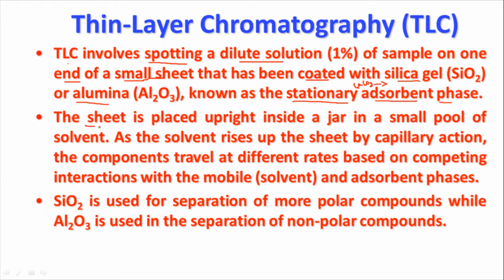Okay. The sheet is placed upright. You know very well a sheet contains two sides, upright or down. The sheet is coated with the silica gel stationary phase. After that, that sheet is placed in the jar. The jar is called the TLC tank, with a small pool of solvent. A small volume of solvent is already taken, and this is called the mobile phase. Once the prepared sheets are placed in the jar or tank.